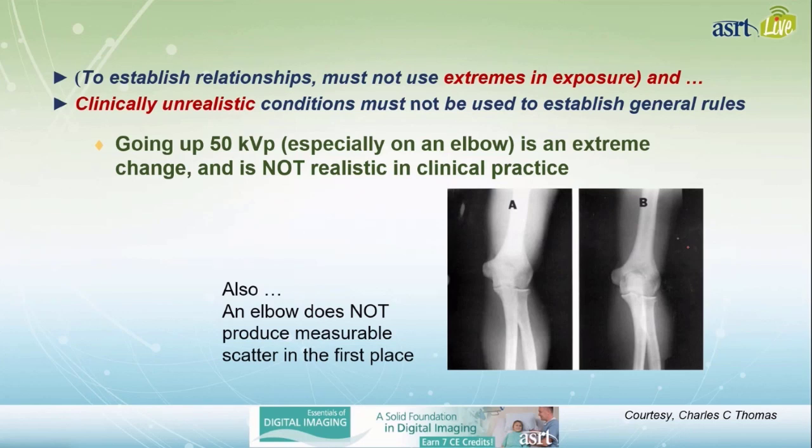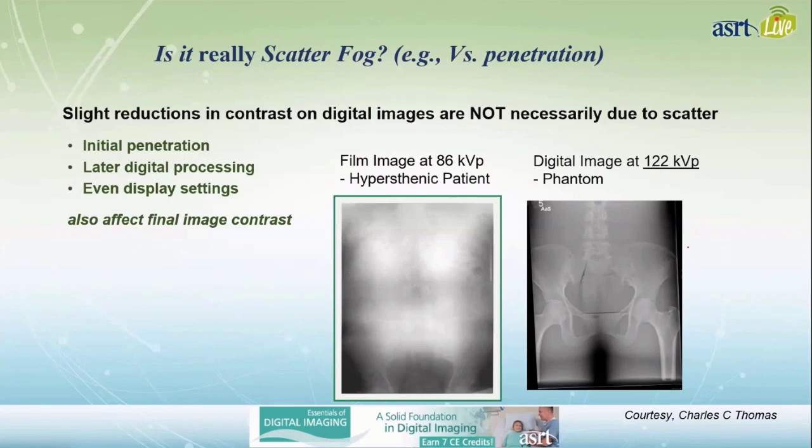Don't use a chest, don't use an extremity. You should be using an abdomen so that you generate plenty of scatter to begin with. That's what we've done here. And you see on the right-hand side, we've got a digital image of an abdomen phantom at 122 kVp. And I would submit to you that in the film screen days, that image would be pitch black. On the left, we have an old-fashioned film image with only 86 kV, but the patient is hypersthenic. And we all know that a hypersthenic patient produces a lot of scatter radiation.